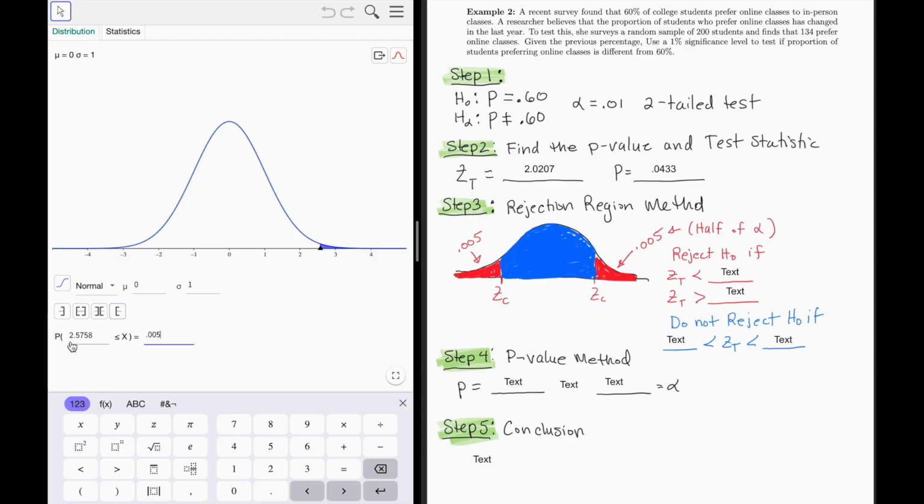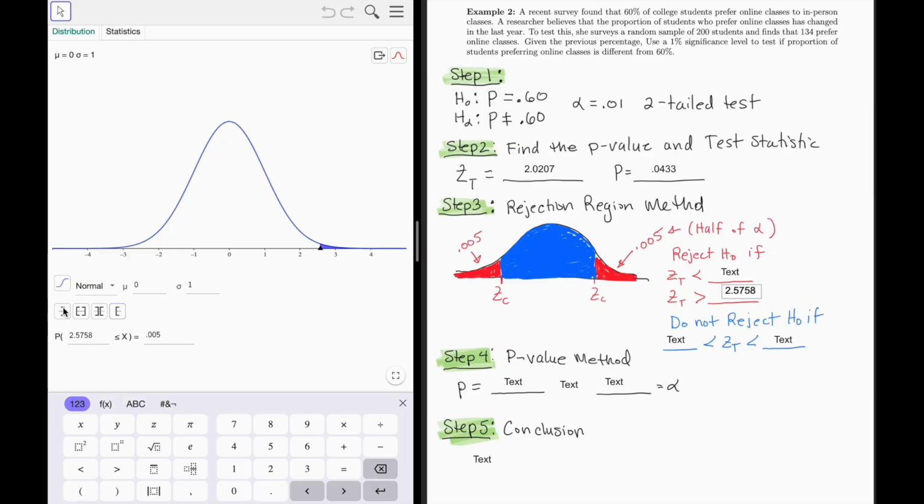So our critical value on the right should be 2.5758. I'm going to put that in. That's right here, 2.5758. That's this value cut off right here. That's the one on the right. Now the one on the left should be exactly the same. It's just going to be negative, but let's double check to make sure.